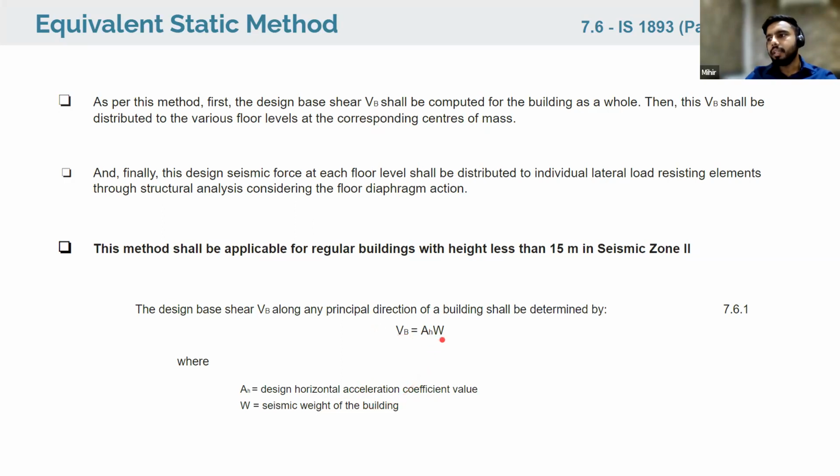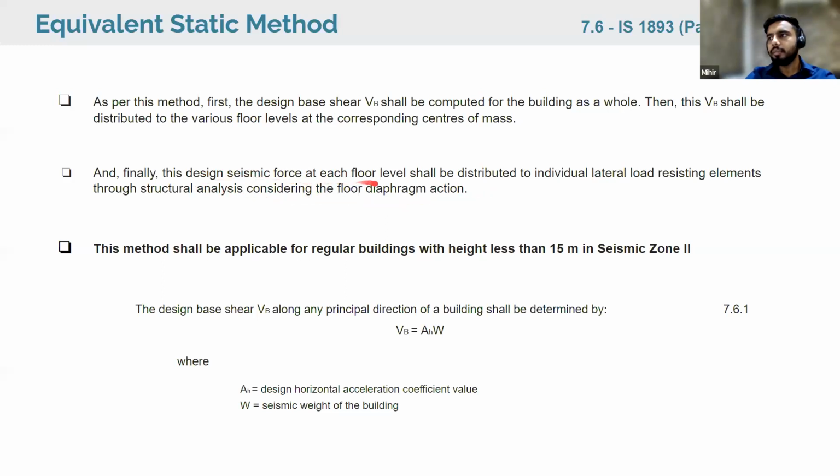And this can be calibrated first. The value of Ah can be taken from the codal value, where it provides the time period and the corresponding spectral acceleration for the different heights of the buildings that you can use. Once you calibrate VB, it will be divided into different floors. And again, in the floor, we will have the diaphragm action.